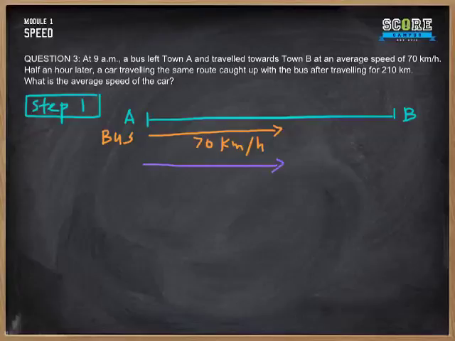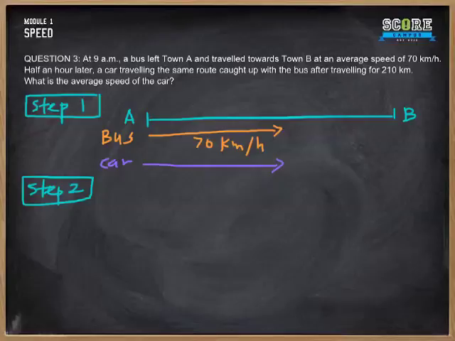Okay, the car also goes the same distance. Now let's look at step 2. Let's find the time taken for the bus to get to where the car caught up. The car caught up at some point. Let's find the time taken for that.